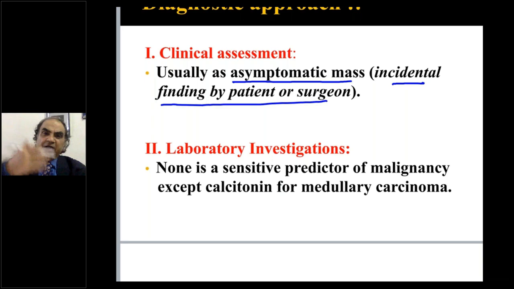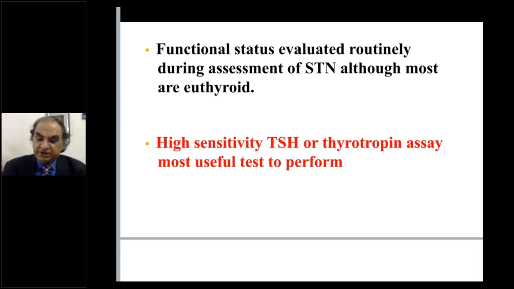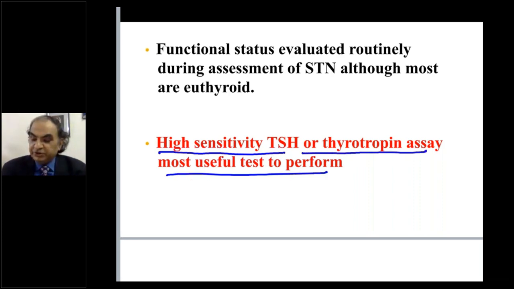Predictor of malignancy, except calcitonin, which is almost diagnostic for medullary carcinoma. So that's about the markers. The laboratory tests are not so reliable. The functional status we evaluate by doing the thyroid function test, and we do that before doing any FNAC. And if you're asked about the diagnostic biochemistry which is most sensitive, it's a TSH or thyrotropin assay, which are the most useful tests to perform. This is to sum up what you need in most cases.